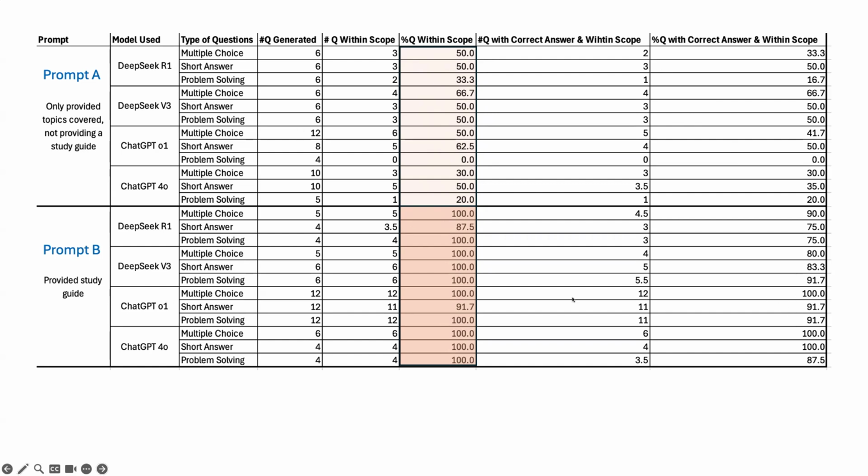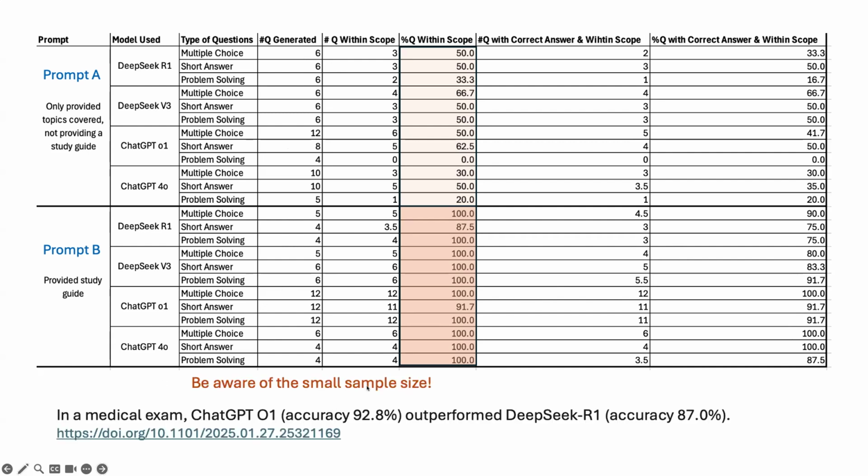And for the percentage of questions that are both correct and within the scope, it looks like ChatGPT has slightly better outcomes and accuracies compared to DeepSeek. But be aware of the small sample size here. Because of the small sample size, we may not be able to generalize our results. So I further consulted the literature. There aren't any in GIS related to this approach, but I did find some medical exams in the literature where they also found that ChatGPT performs better than DeepSeek in terms of accuracy.